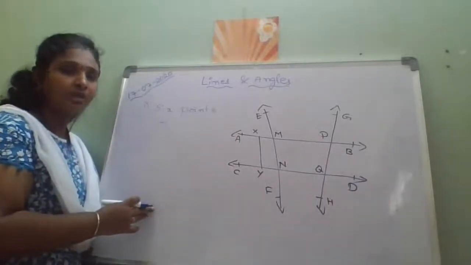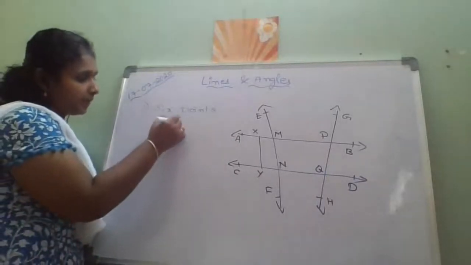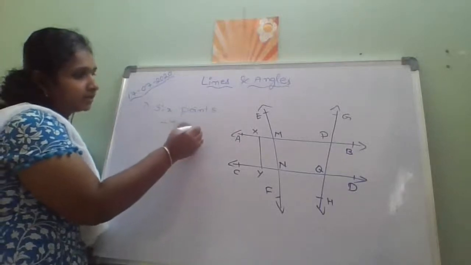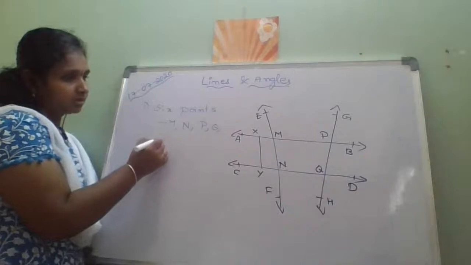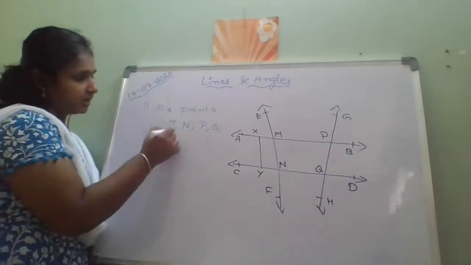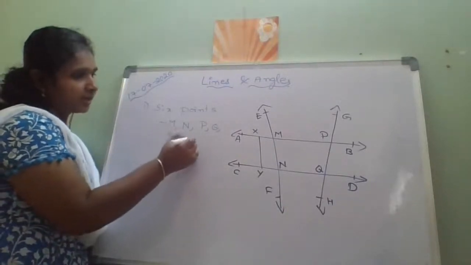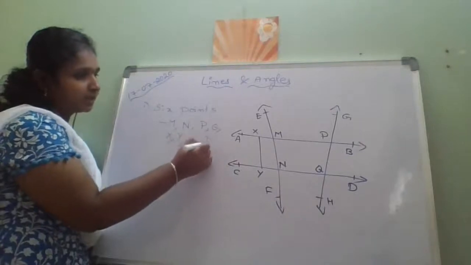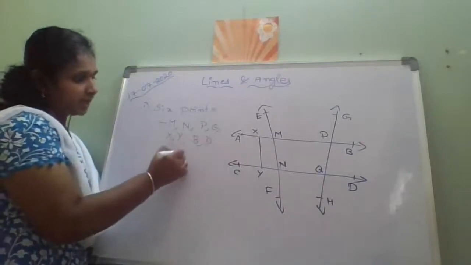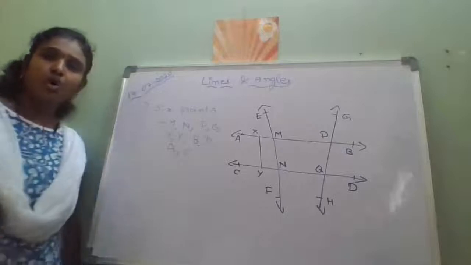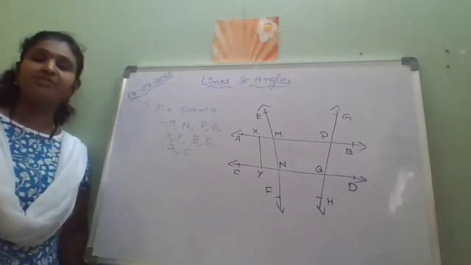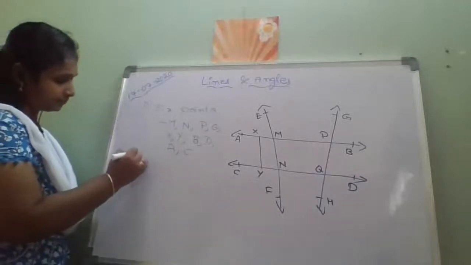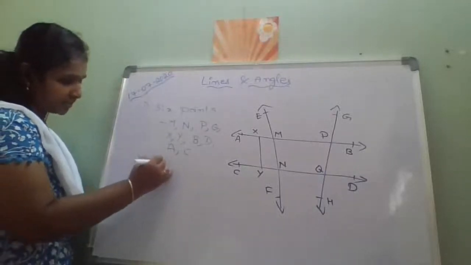So many points we have. M, N, P, Q, X, Y, B, D, A, C. So many more points are there. Okay, next tell me 5 line segments.